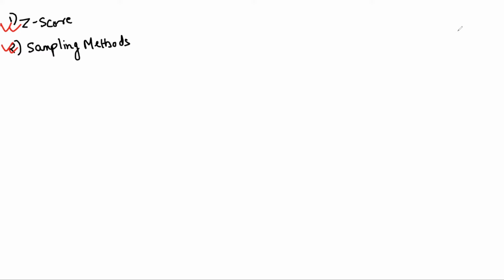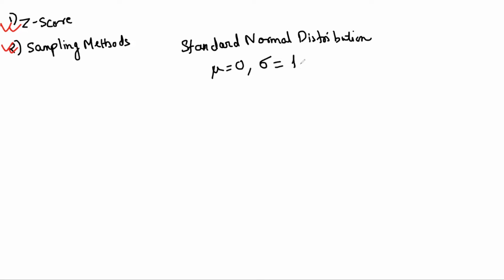In the last tutorial, you got a little bit of an idea about Z-score, right? We discussed the standard normal distribution in the last tutorial. If you have not gone through my last video, I would request you to please go through it so that it will be easier for you to understand what I'm trying to say in this tutorial. So the standard normal distribution is that distribution whose mean is 0 and standard deviation is 1.